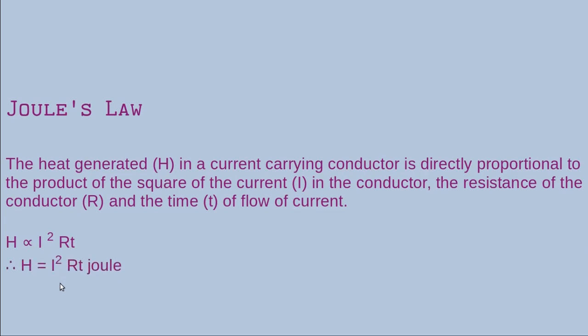The heat generated in a current carrying conductor, this H, is directly proportional to the product of the square of the current, I squared, then the resistance of the conductor R, I squared R, then one more factor, the time of flow of current. So H is equal to I squared RT.